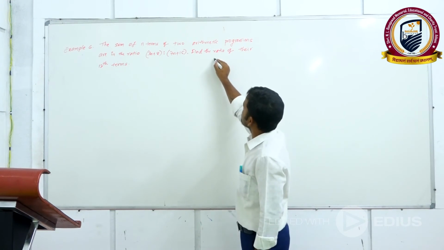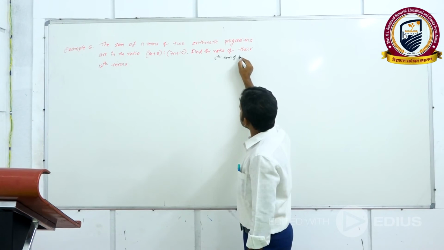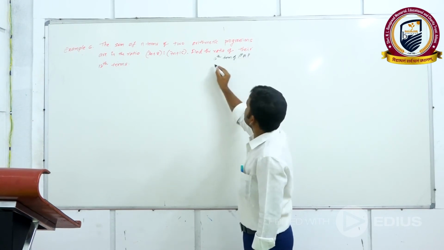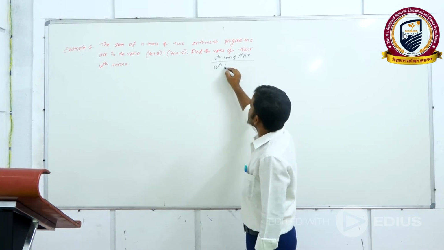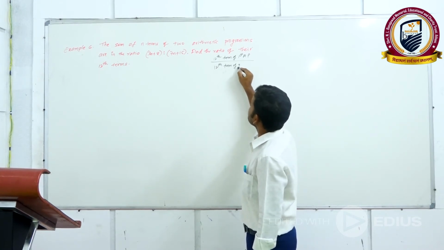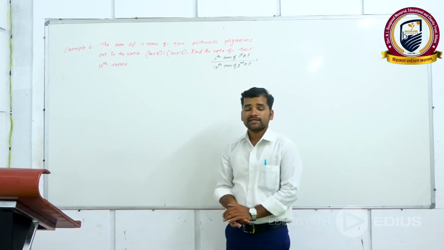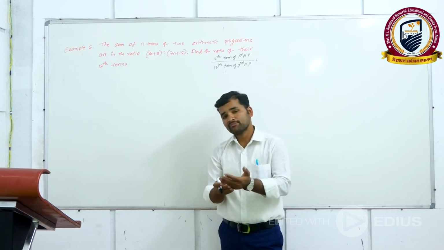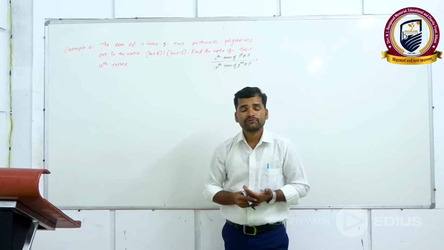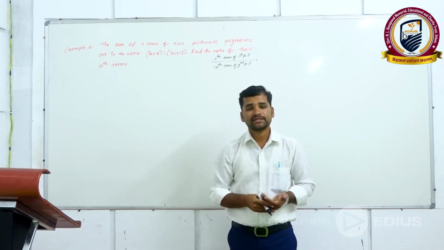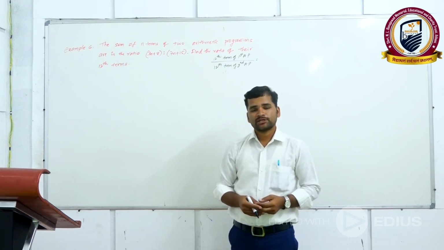You know, I have to calculate here the 12th term of the first AP divided by the 12th term of the second AP. What is the 12th term of the first AP and the 12th term of the second AP? What are the differences between the first AP and the second AP? The first term will be different for both, and also the common difference will be different for both the arithmetic progressions.